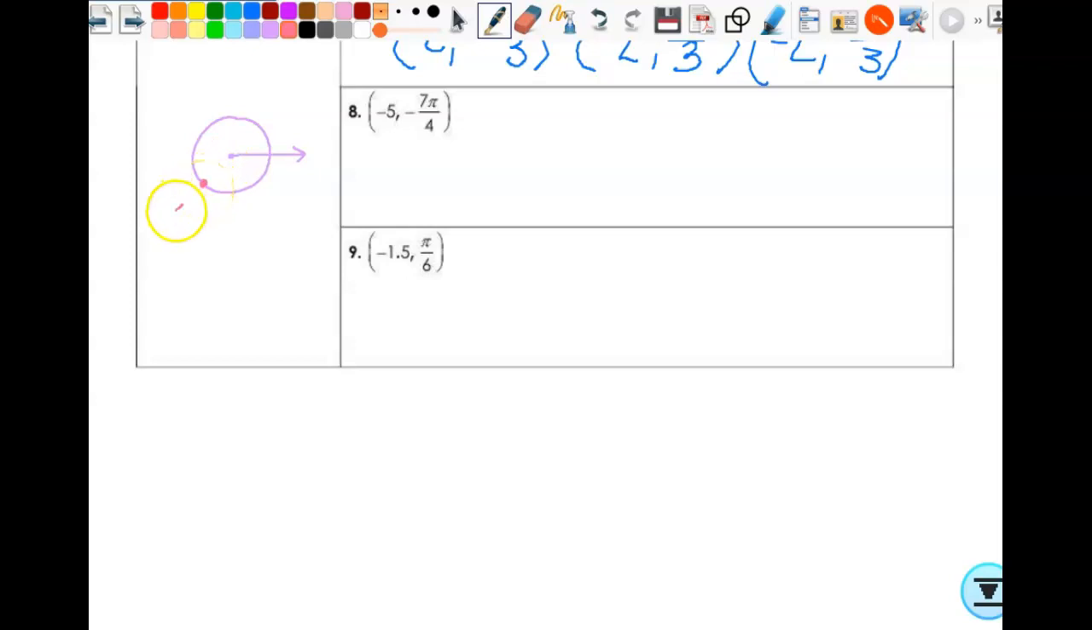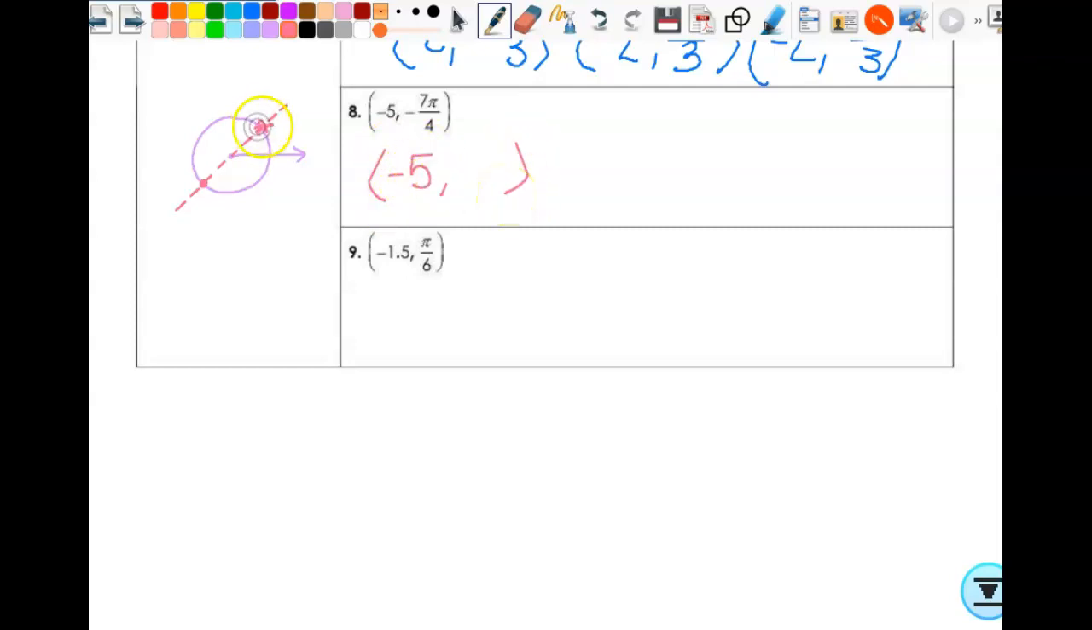So that's where my point is. I draw in the line that has the radius on it, because this is where I have to land if I end up with a negative radius, right? Because that's where I landed. I went negative 7 pi fourths, landed there, passed through the pole. So this is one negative radius. I'll have another one that has a negative radius.